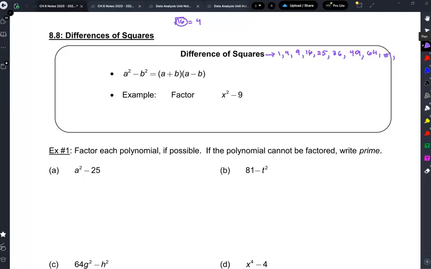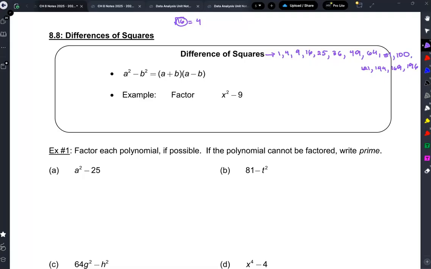Then we have 10 squared, which is 100. Do you know the rest? 11 squared is 121, 12 squared is 144. What's 13 squared? 169. And then 196. Isn't that fun? You should know at least up to 144.